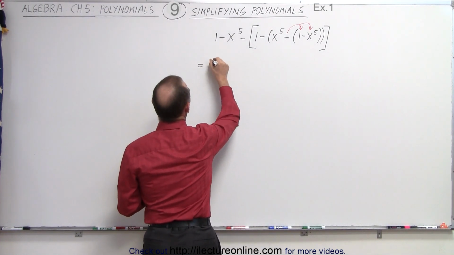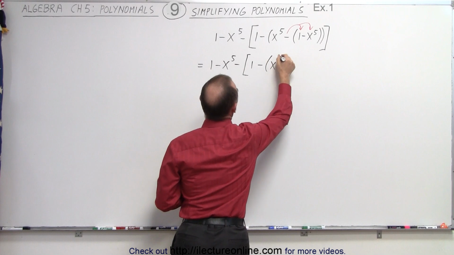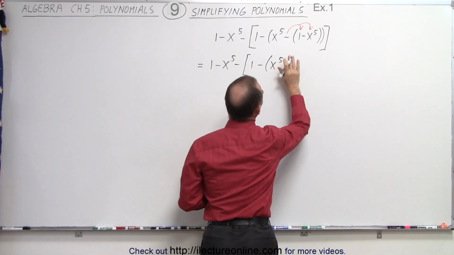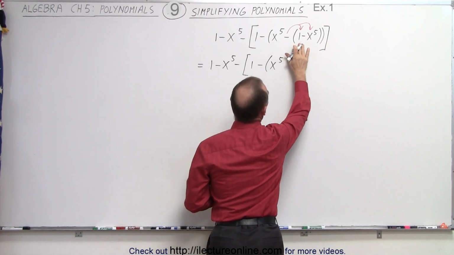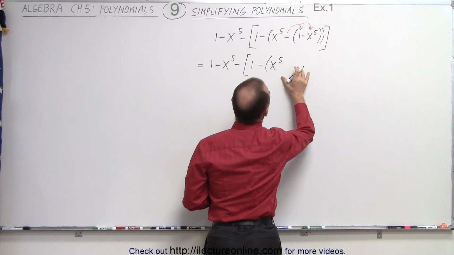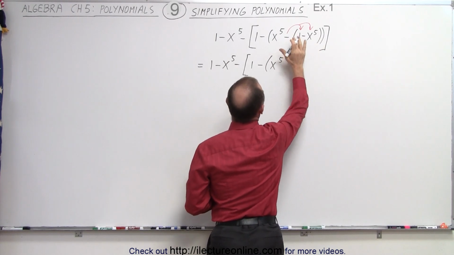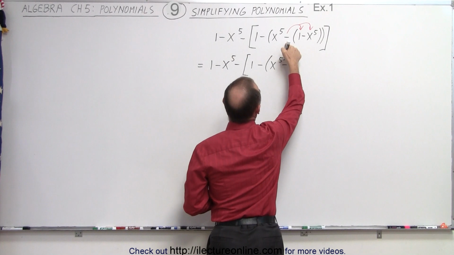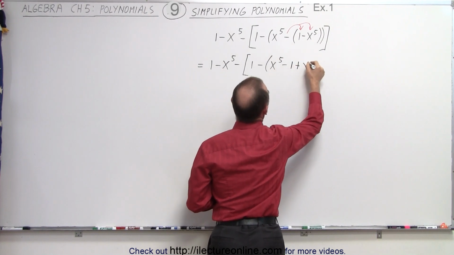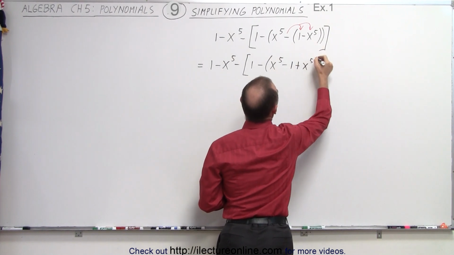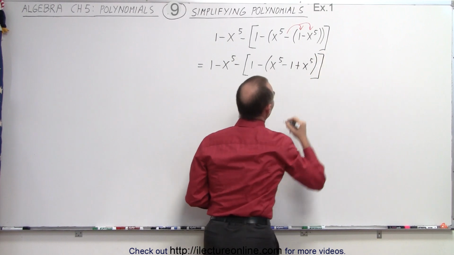So this is equal to 1 minus x to the fifth. So all that remains the same. Now all we're going to do is apply this negative sign to those two terms and remove those parentheses. So this becomes a negative times a positive, which is a negative 1, and negative times a negative becomes a plus x to the fifth. So that parenthesis is gone, we have 1 left and a bracket.